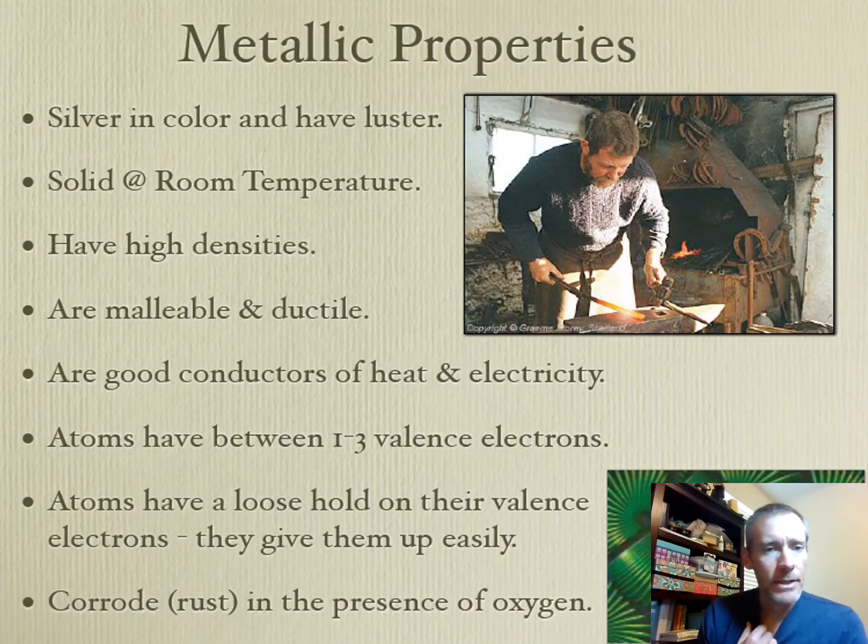All right, metallic properties we talked about, mostly having a silver color. They have luster, I mean they shine. They're solid at room temperature except mercury. They have high densities. They are malleable and ductile, good conductors of heat. Atoms have between 1 to 3 valence electrons. Atoms are loosely held onto their valence electrons, meaning they will give them up easily. And that's important to understand, that these atoms will lose their electrons. And they will rust, meaning they will oxidize with oxygen.